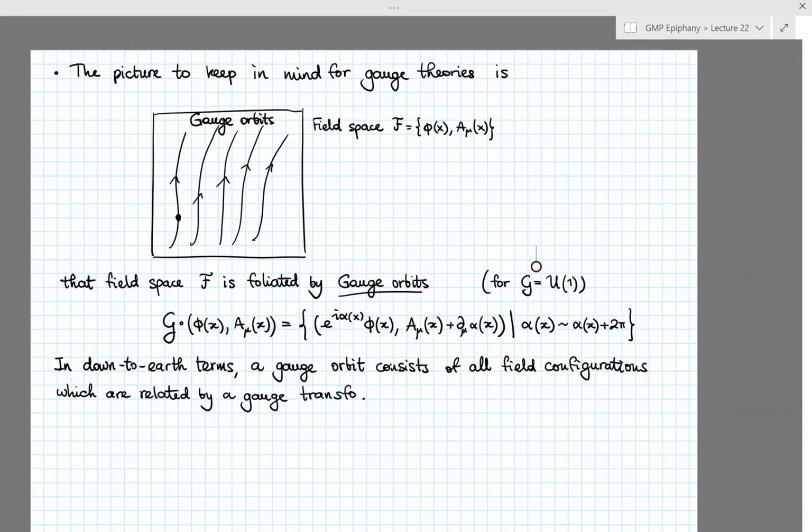And what we said earlier is that any two field configurations which differ by a gauge transformation should be physically identified. And this means that really a physical configuration does not correspond to a field configuration of the gauge variant scalar field phi of x and the gauge field A mu, but rather it corresponds to a gauge orbit.